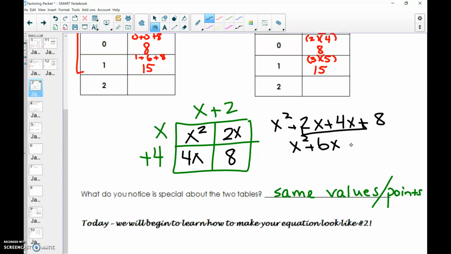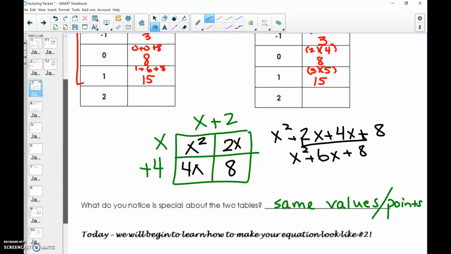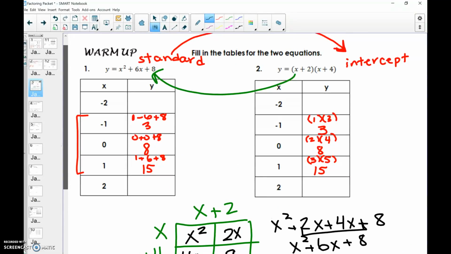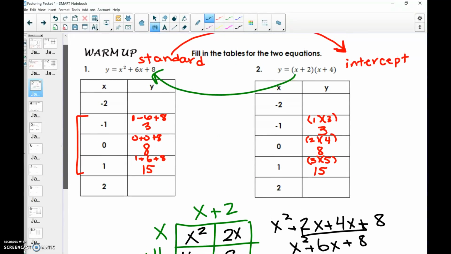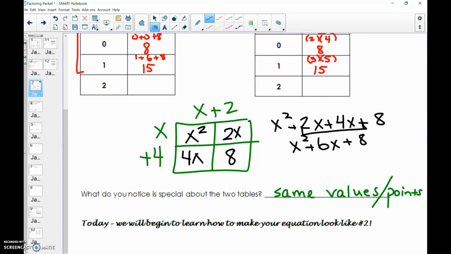And remember, these are like terms. And again, you don't have to write this down. You just need to pay attention. And if it's done correctly, I should get the standard form of the problem, which if I check up here is exactly what it is. X squared plus 6x plus 8. Okay, so that was what distributing did back then.